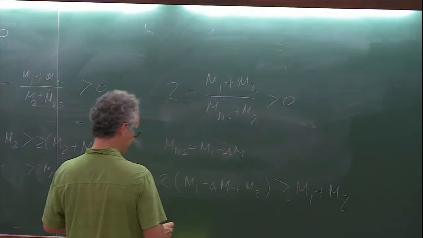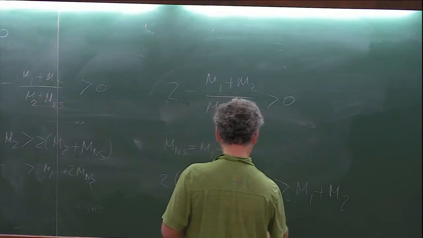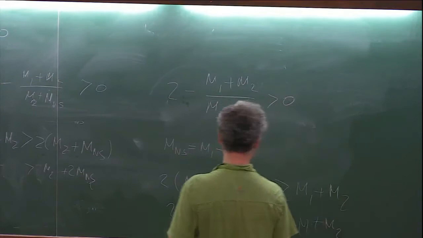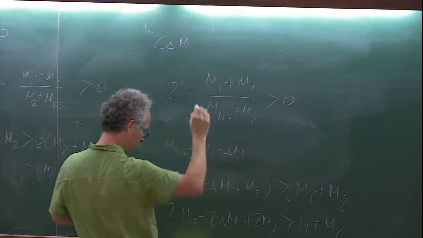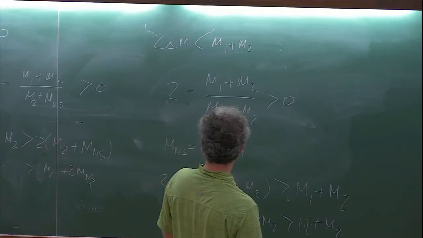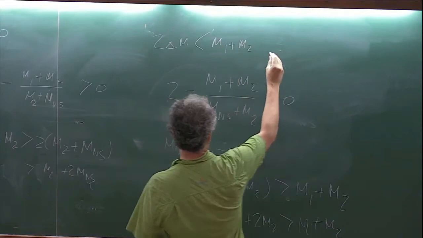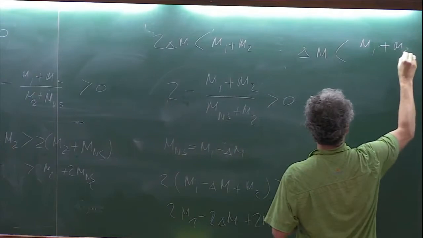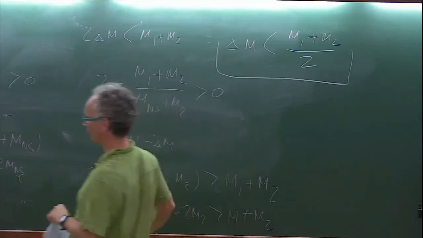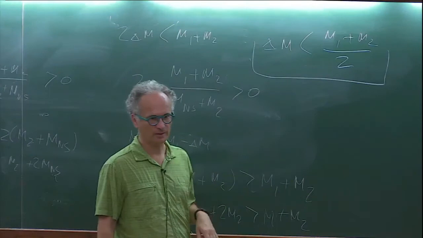So 2M1 minus 2DM plus 2M2 is greater than M1 plus M2, and we have 2 delta M smaller than M1 plus M2. So delta M is smaller than M1 plus M2 divided by 2. Got a little bit confused. So in the case that the relative velocity is zero, if we shed more than half of the total mass of the system, then the system becomes unbound.